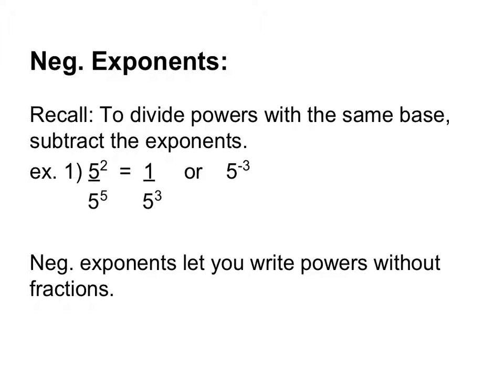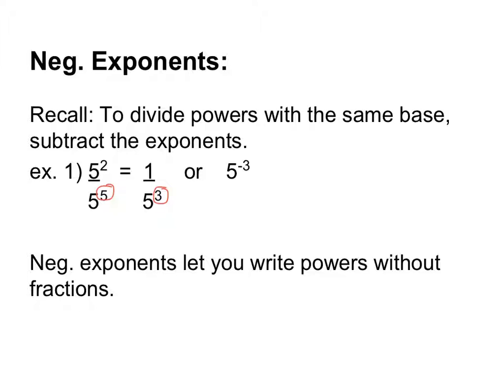Okay, so moving on to negative exponents. Now that we have a little bit of experience with them and see how they work, I want you to recall that to divide powers with the same base, you subtract the exponents. So if we have 5 to the second over 5 to the fifth, the way we learned it yesterday is we're going to subtract the exponents, but we're going to keep track of where those extra powers are going to land. Since we have more powers of 5 here in the denominator, those extra powers of 5 are going to be here in the denominator as well.